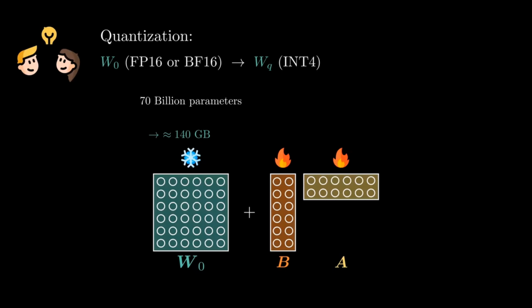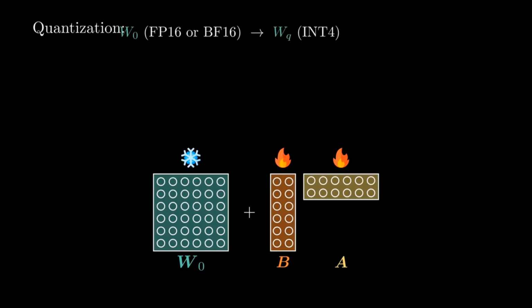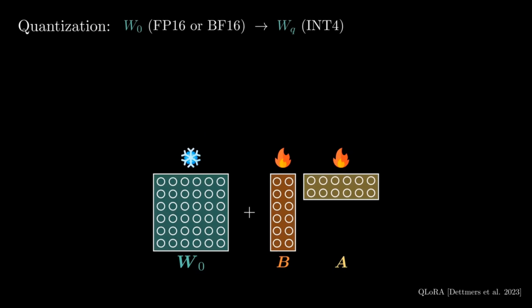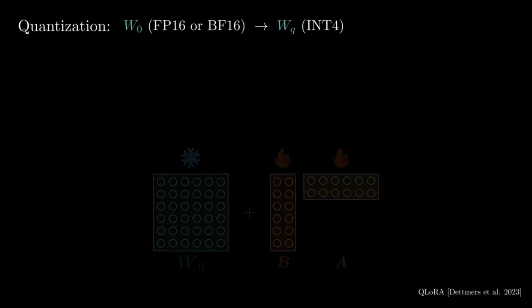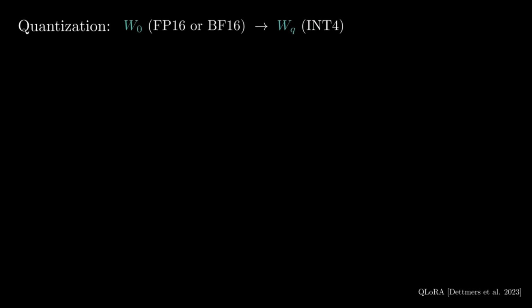The base weights are stored in low precision, but during computation, they can be dequantized on the fly into a higher precision format used for matrix multiplication. Only the adapter weights stay in full precision and remain trainable. If we can do this, fine-tuning the entire system can fit on a single 48GB GPU. This is called quantized LoRA or QLoRA. Let's see how we quantize the weights.